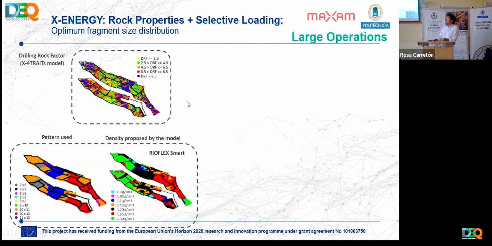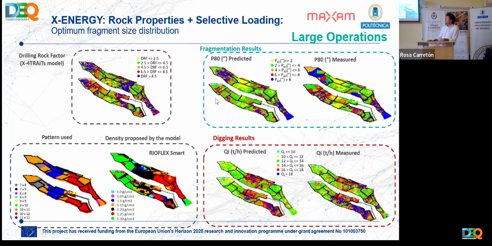In terms of large scale, it's the same. You have your rock characterization, you have your pattern, and you can adapt the explosive density. Here we can see how we have adapted explosive density in order to obtain the scoped fragmentation. This is predicted, and this is measured fragmentation. Also, in this case, we were analyzing the digging results, the digging rates. So this is an example of how to combine all these technologies.